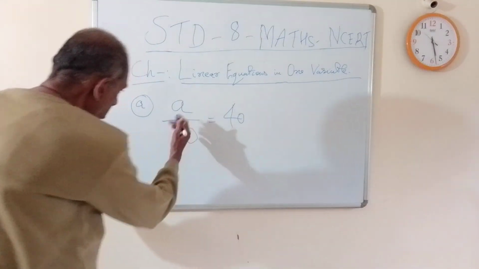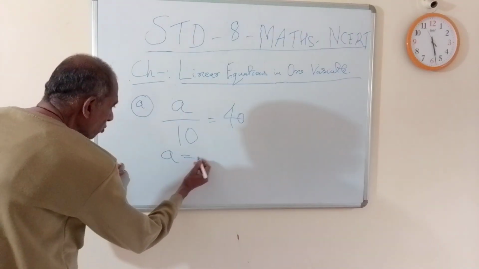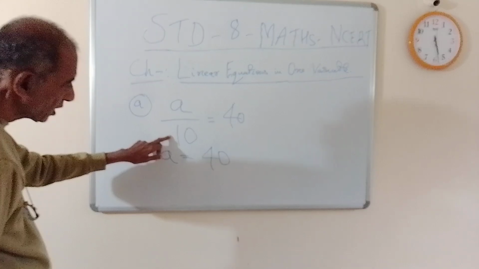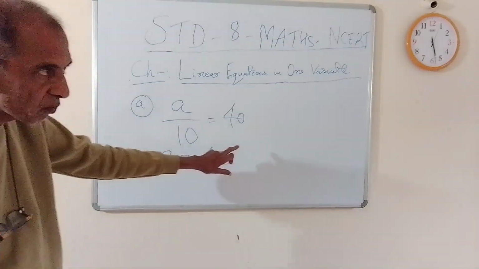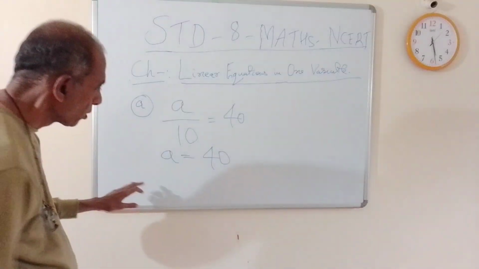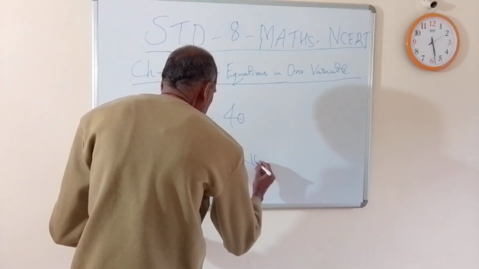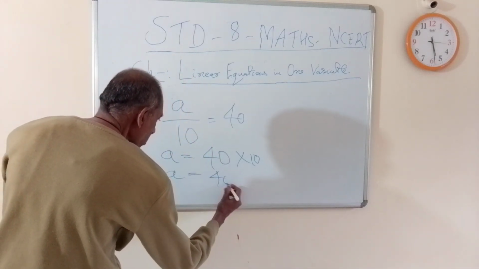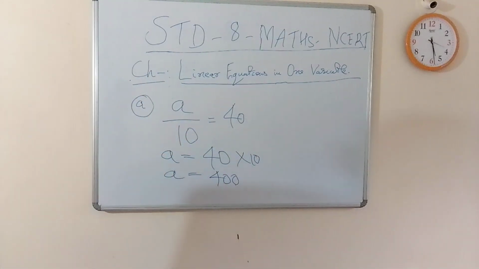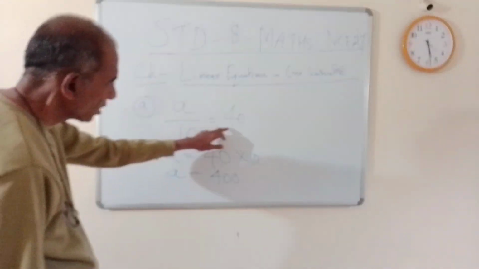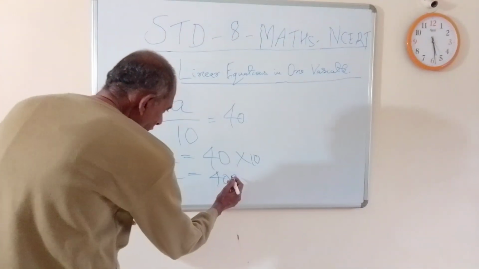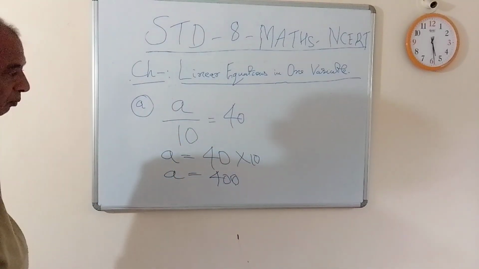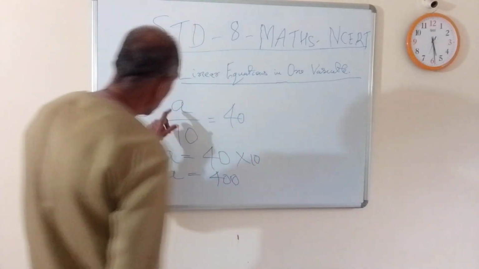So simple, what will be the next step? A is equal to 40 multiplied by 10. This 10 is in division here, so if you shift it to the other side of the equation, that division will go to multiplication. So 40 multiplied by 10. Therefore A is equal to 400. So we got the value of A is 400, because here A divided by 10 is 40. Now again if you divide 400 by 10, you'll get 40.